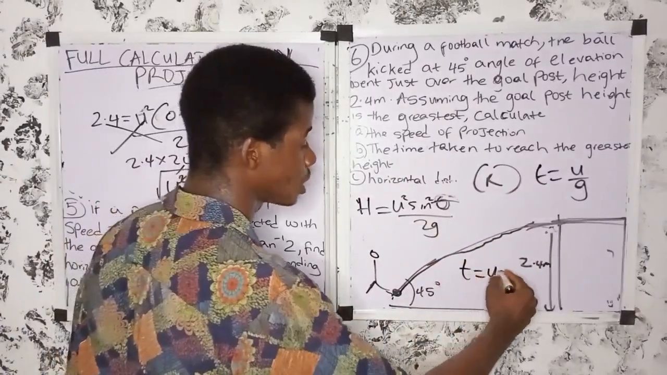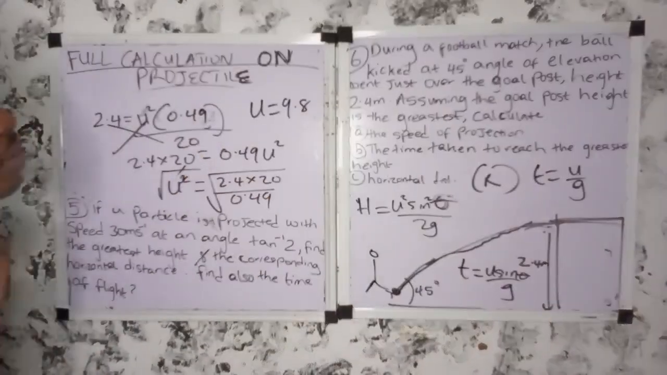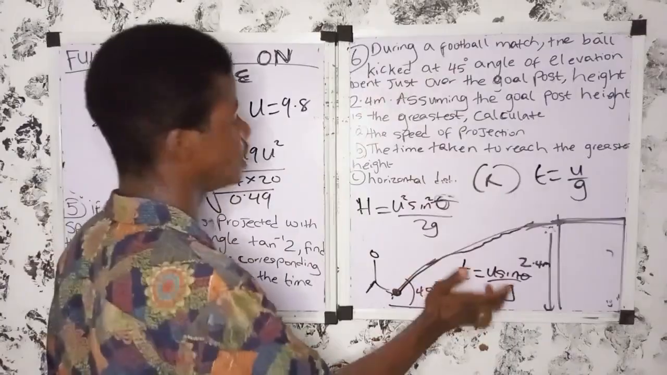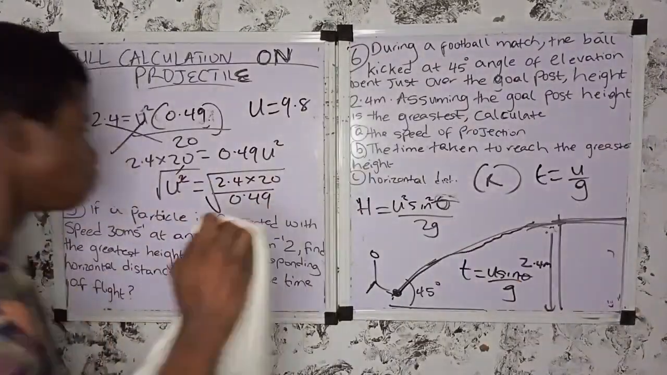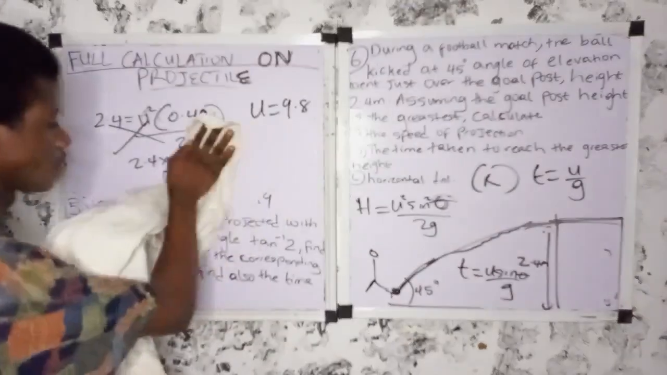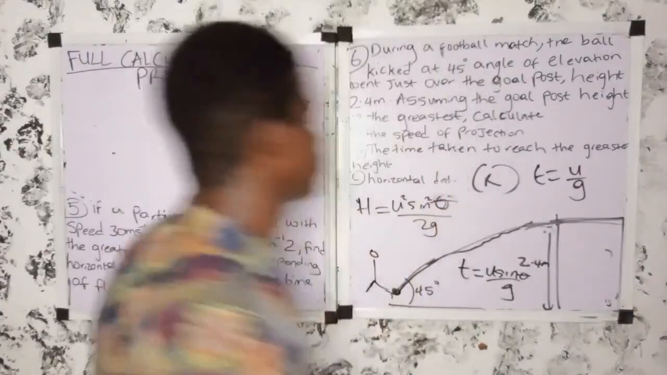T is equal to u sine theta over g, right? Since it involves an angle, we are going to use this. Our velocity is 9.8, right? Okay, let me clean here. Velocity is 9.8. So let's use this formula now to look for time of flight.